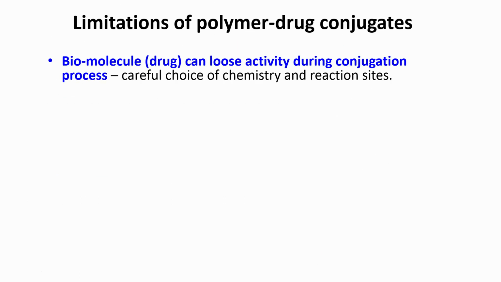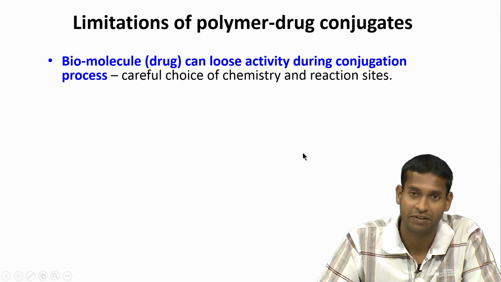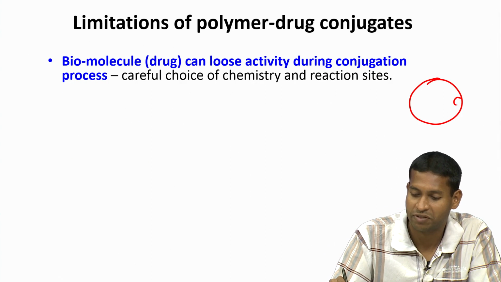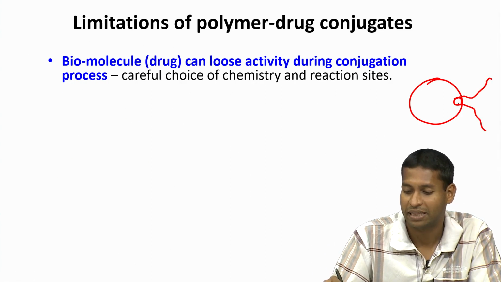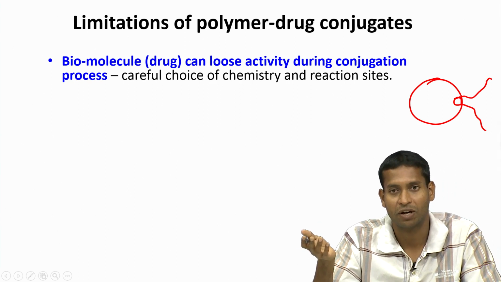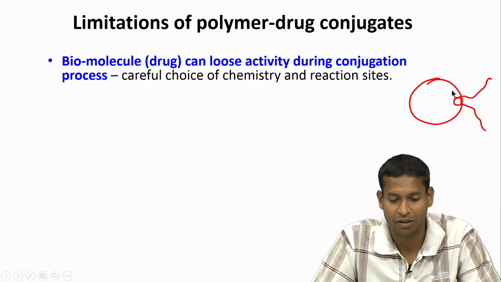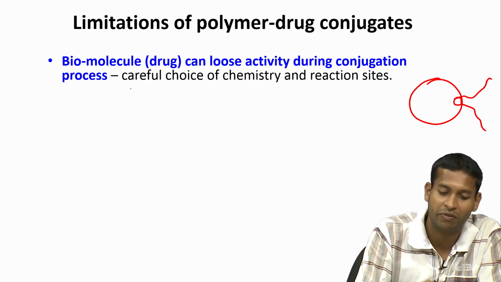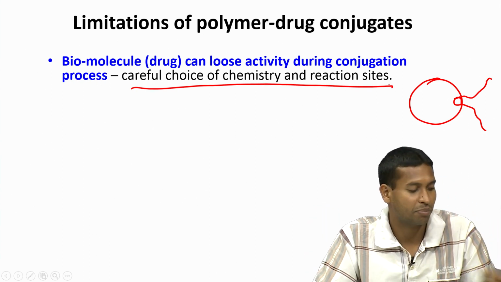Okay, so what are the limitations of such a polymer drug conjugate system? So, first of all, you can lose the activity. Now, let us say if this was a protein you were going to use and here is an active site on it, but now you have conjugated a polymer here and here, this active site can no longer act on whatever it needs to act. So, now you have a risk of losing your activity. So, for that you need to be very careful in what chemistry and sites you are reacting it at, that is important.